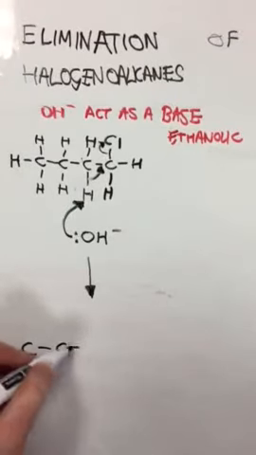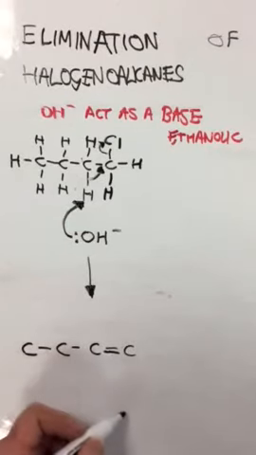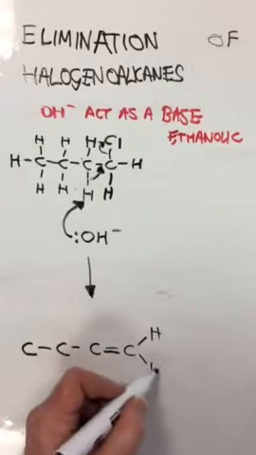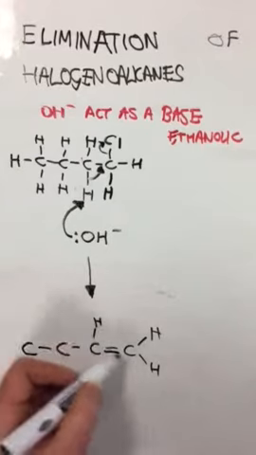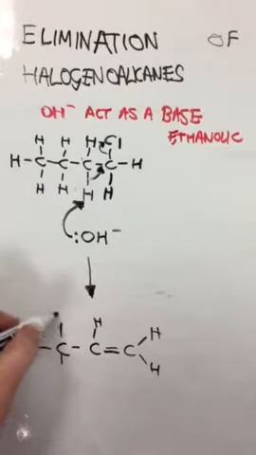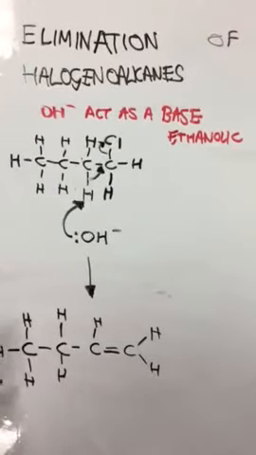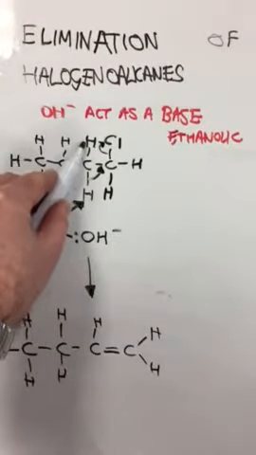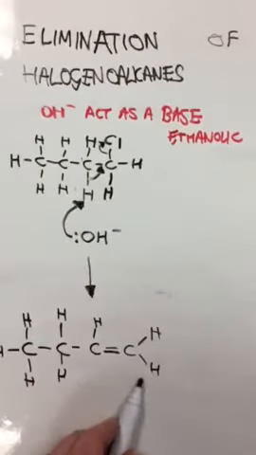So I'll draw the products again. Sorry, the products here. Now we've got a carbon-carbon double bond. We now have 2 hydrogens on the end carbon, carbon number 1, and we have 1 hydrogen on carbon number 2, as shown here. So carbon number 2, still got that hydrogen there. Carbon number 1 has got these 2 hydrogens still on it.